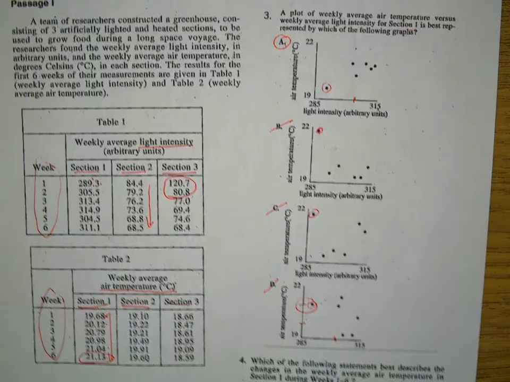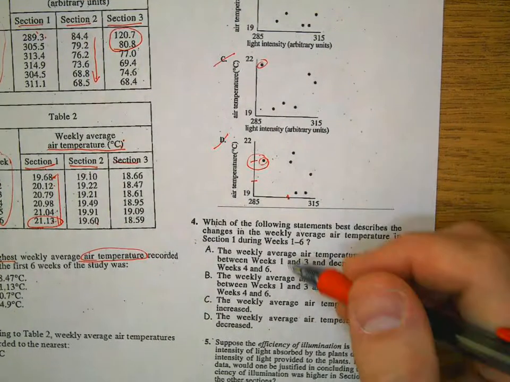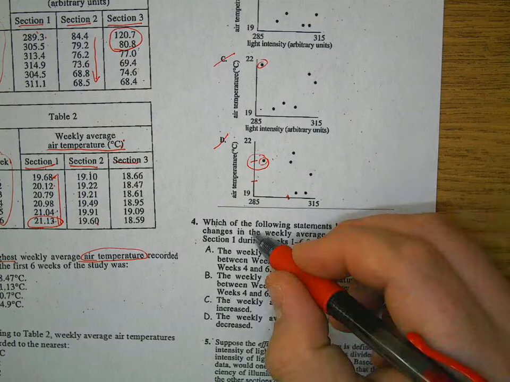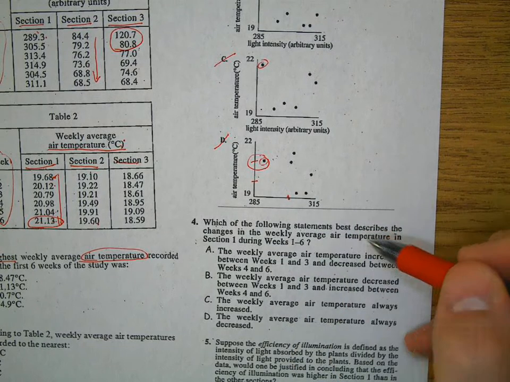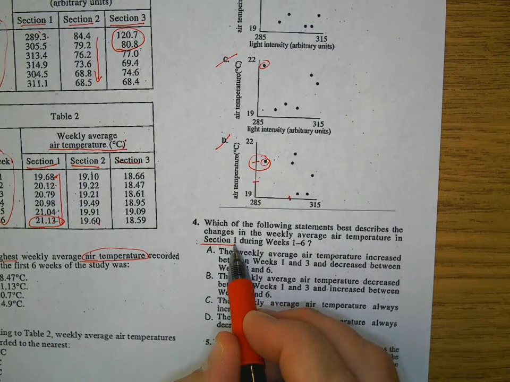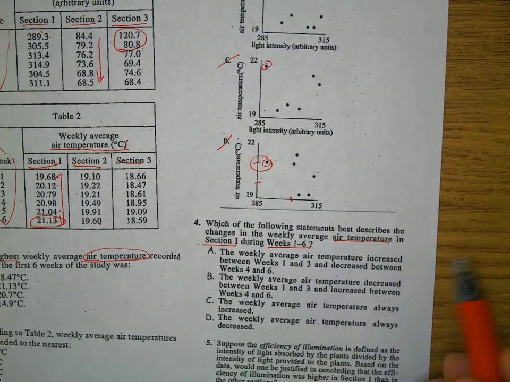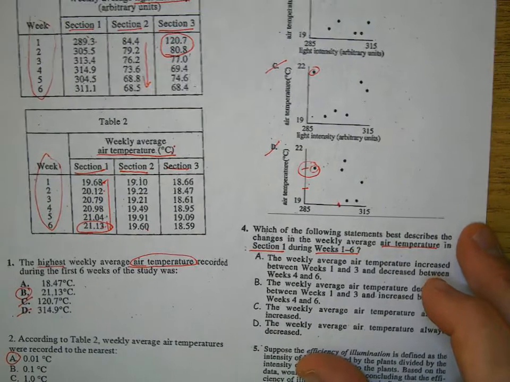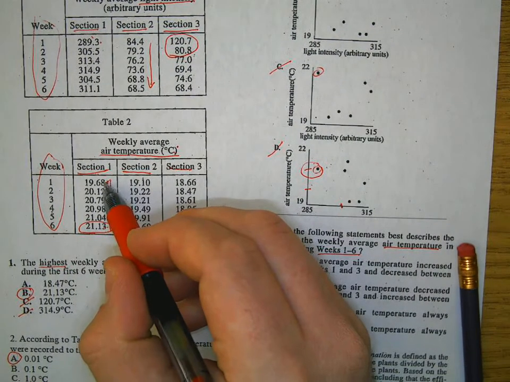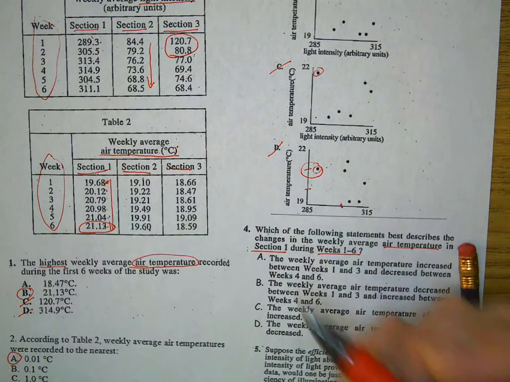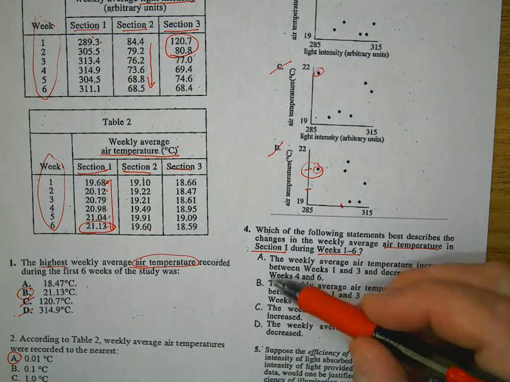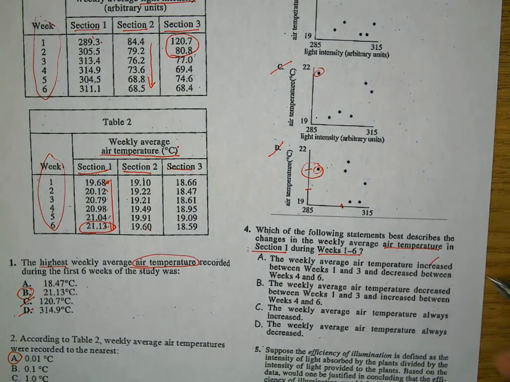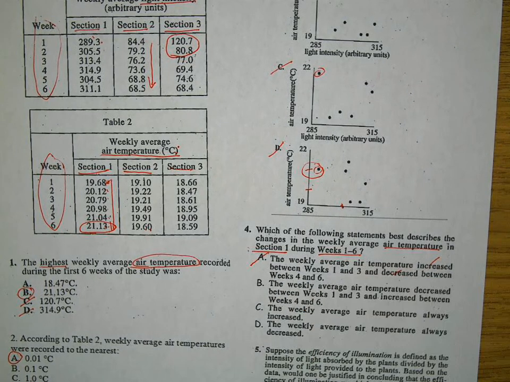In number 4, we've got several statements about changes in the weekly average air temperature in Section 1 during weeks 1 through 6. So Section 1, weeks 1 through 6, air temperature, we're looking at Table 2. We've got an increasing trend, right? Every single time it's higher, and it goes to the highest temperature there. So we've got A, weekly average air temperature increased, yes, but then decreased. So we can eliminate A because we know it increased the whole time. B, air temperature decreased. We know that this is not correct. C, the weekly average air temperature always increased. That's what it did. C is our correct answer.